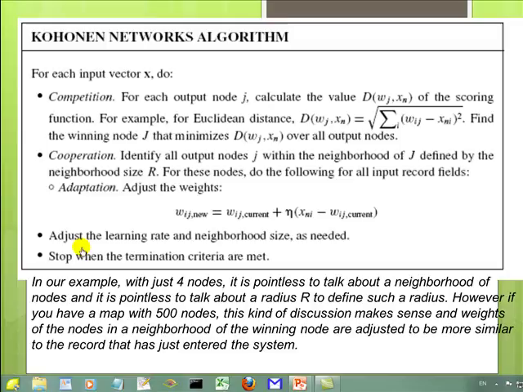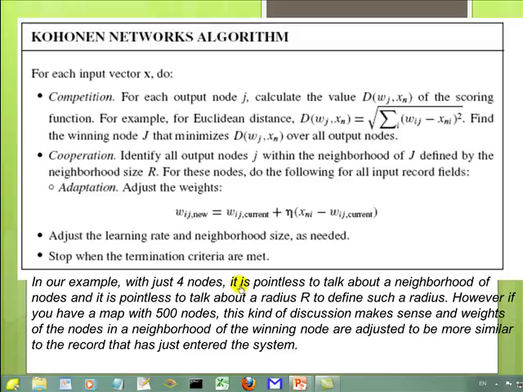And then next, adjust the learning rate and neighborhood size as needed. So you can adjust how many of these you're going to do this adaptation to, and how much adaptation you're going to do. This proportionality constant would determine that, right? And then stop when the termination criteria are met. I guess that refers to how many times you keep adjusting things.